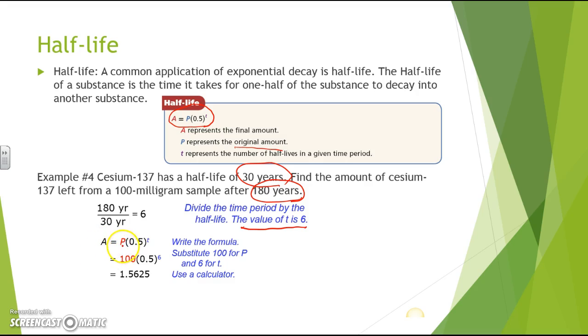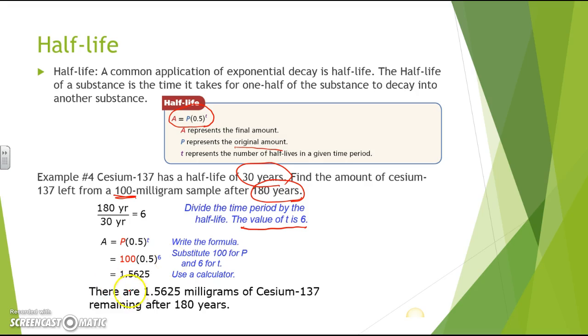Then you use the equation. A equals P. My P is 100 milligrams times 0.5 raised to the 6th power, because that's the number of half-lives, 6. When you simplify that down, you're going to get 1.5625, and that is going to be 1.5625 milligrams of cesium-137 remains after 180 years.